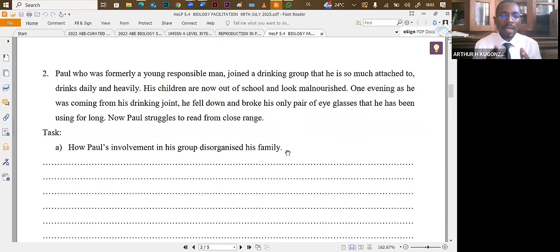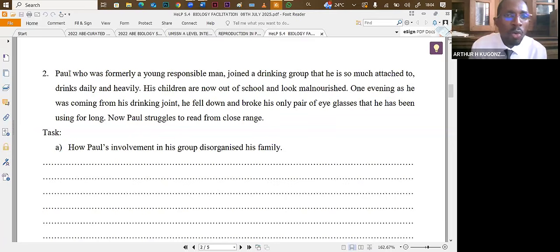Back to our basics. Ask yourself, what does this task want? They want you to explain how Paul's involvement in his group disorganized his family. How did he disorganize his family? Now, you go and look for any clues. We start reading from the first one.